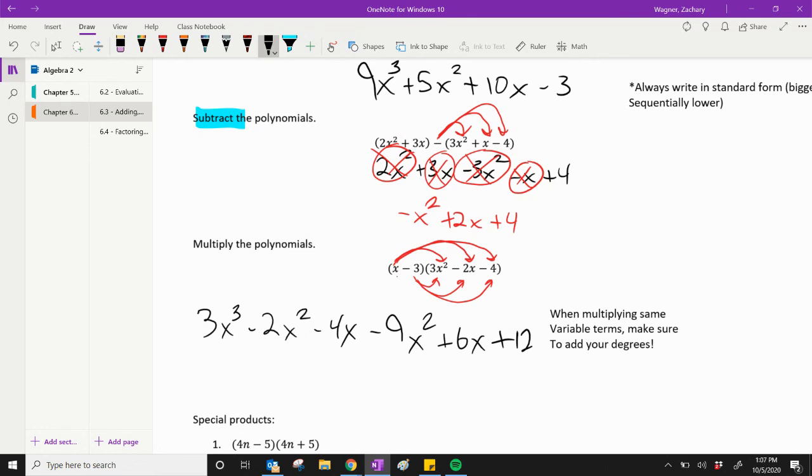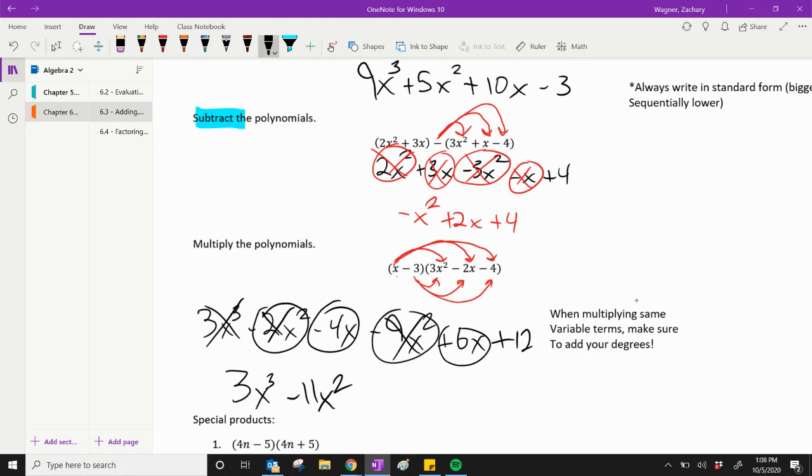We're not done. We're going to combine like terms. I only have one cubic term, 3x cubed. I have 2 square terms. A negative 2 and a negative 9 becomes negative 11x squared. I have 2 linear terms. Negative 4x, positive 6x becomes positive 2x, and then just the constant of 12.